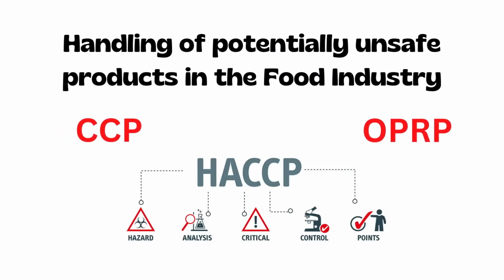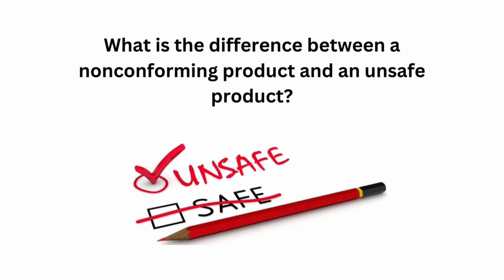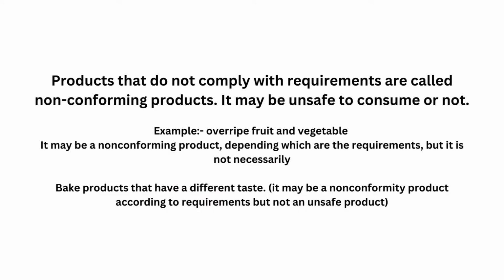Handling of potentially unsafe products. What is the difference between a non-conforming product and an unsafe product? Products that do not comply with requirements are considered non-conforming. It may be unsafe to consume or not.